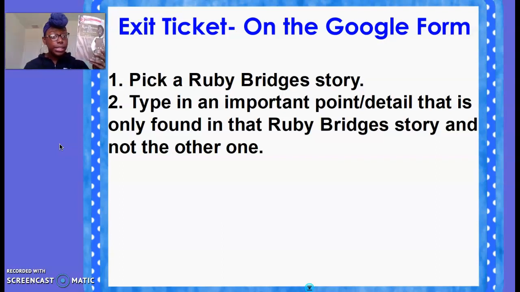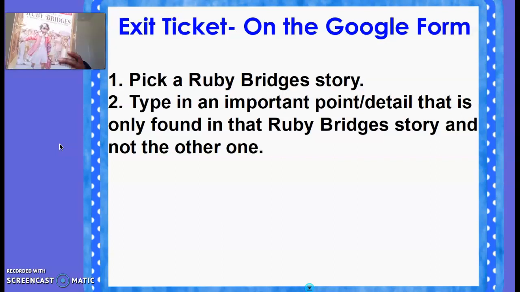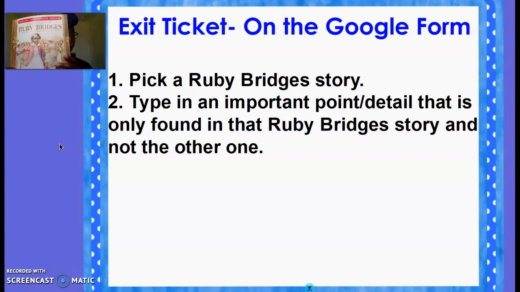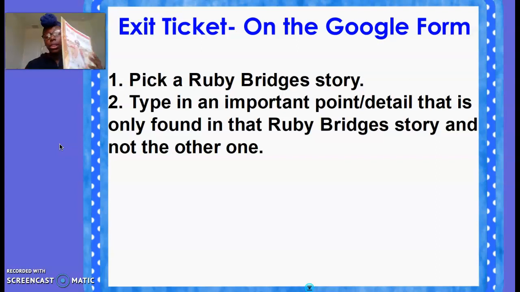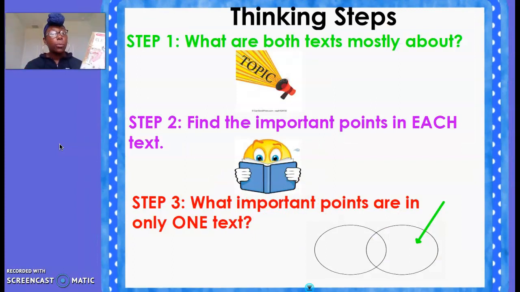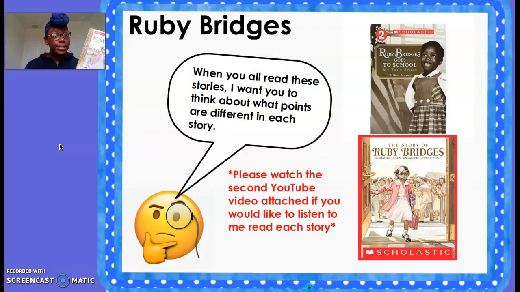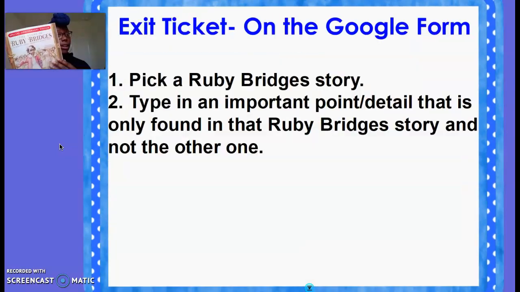If I don't want to use this story, then I can pick this one, the story of Ruby Bridges. If I pick this story, I'm going to click it on the Google form and say that I'm using this one. And then again, I'm going to look at my thinking steps. I'm going to think about the word contrast, which is difference. I'm going to reread the story carefully, and I'm going to find a detail or important point that is only in this Ruby Bridges story.